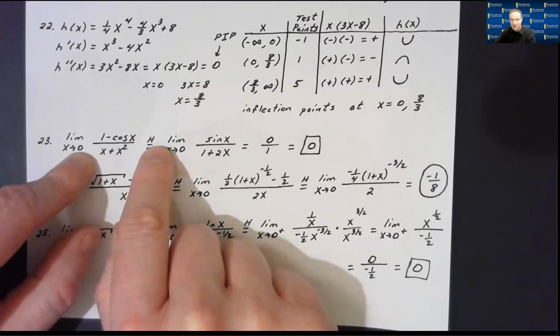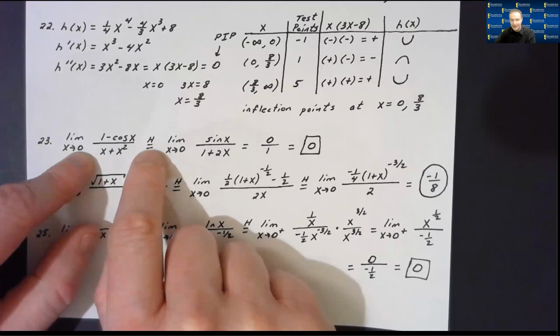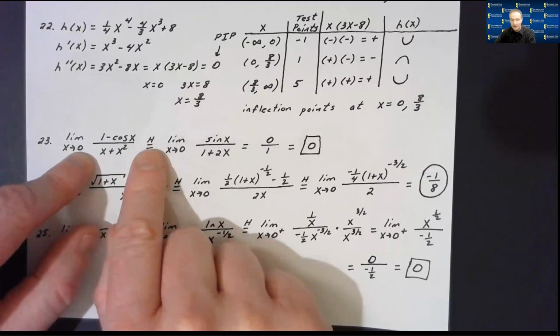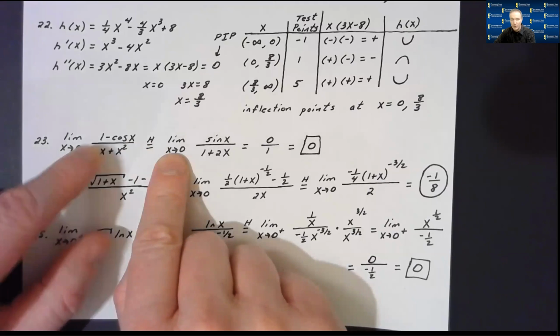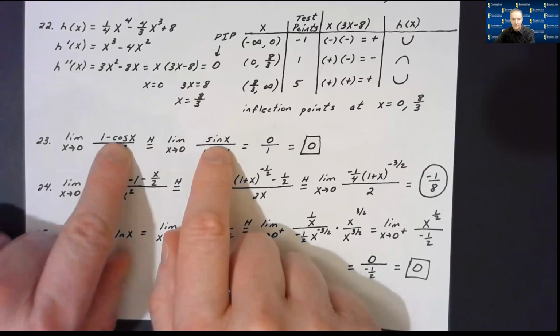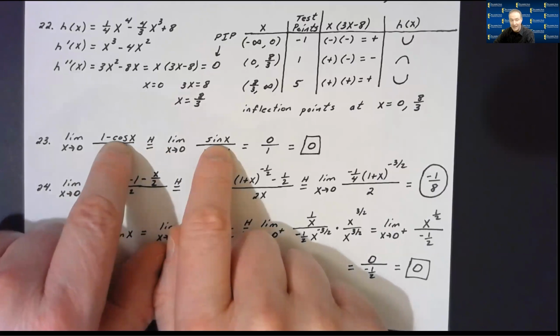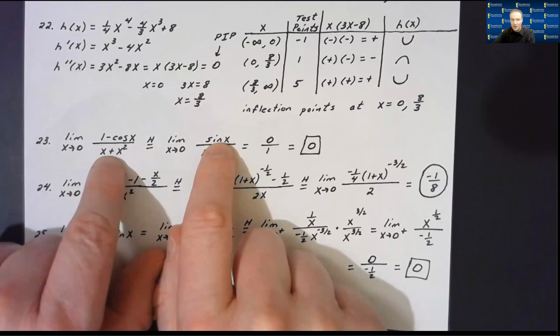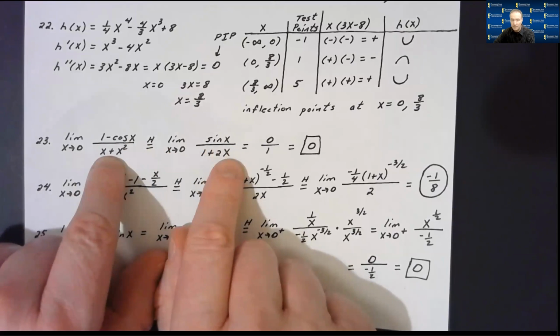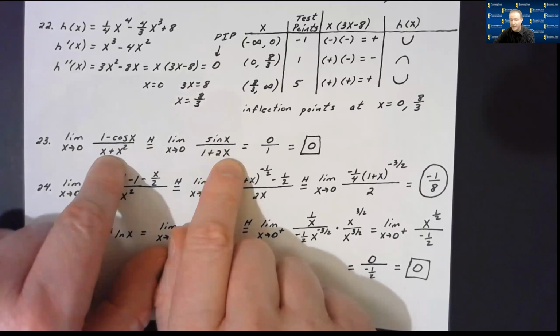Anytime you use L'Hopital, notationally, you're supposed to put an H over the equal sign, and then say, now this is going to be the limit as x approaches 0 of the derivative of the last numerator, derivative of negative cosine is positive sine. Derivative of your denominator, you're going to get a 1 plus 2x. But now at this point, you're done.